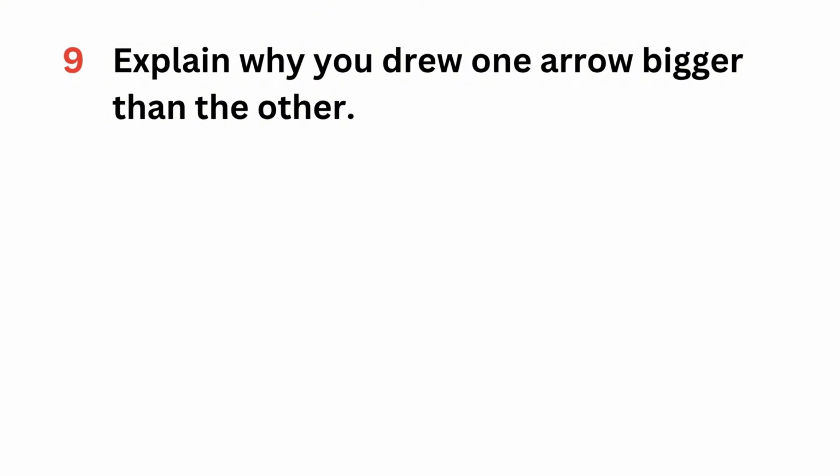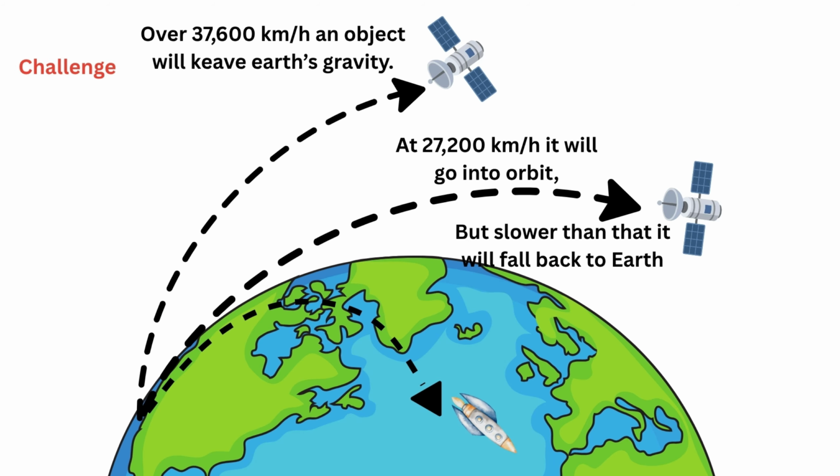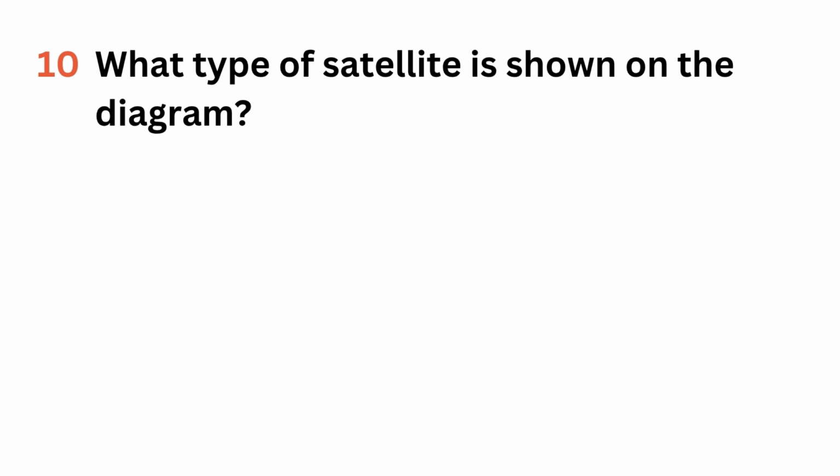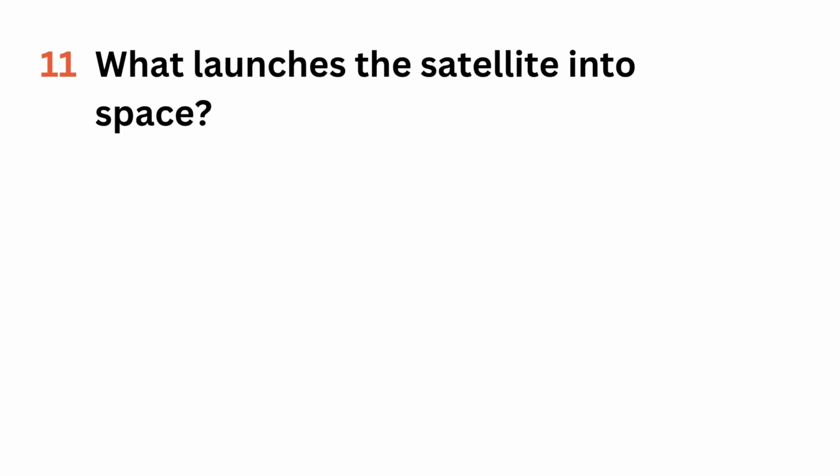Question 9. Explain why you drew one arrow bigger than the other. The Earth is bigger than the satellite. This means the Earth exerts a greater force of gravity on the satellite than the satellite exerts on the Earth. Challenge. Question number 10. What type of satellite is shown on the diagram? An artificial satellite.